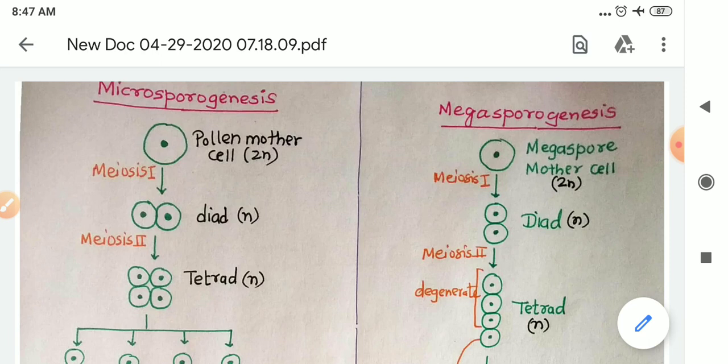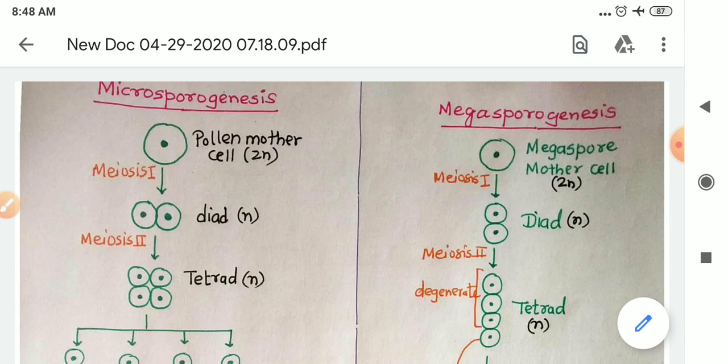Last time we have seen the processes of microsporogenesis as well as megasporogenesis in detail. Today we will have a look at these processes, as well as try to understand the possibility of questions that may arise from this topic.